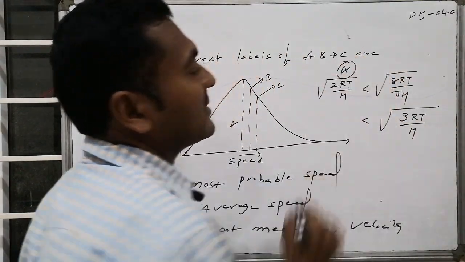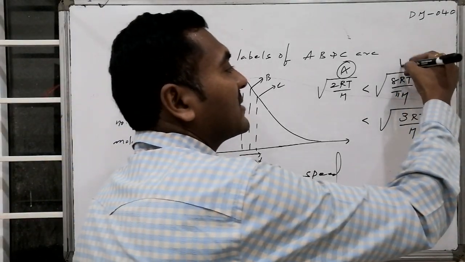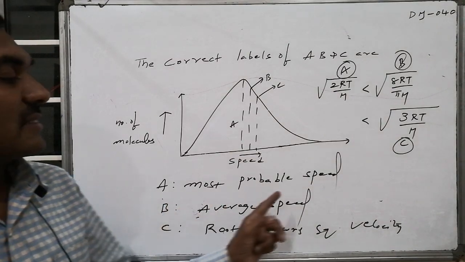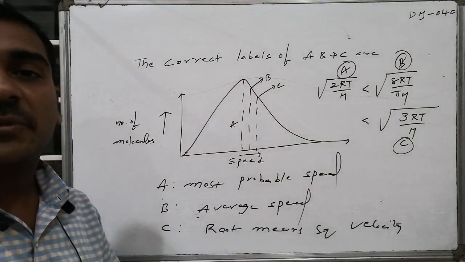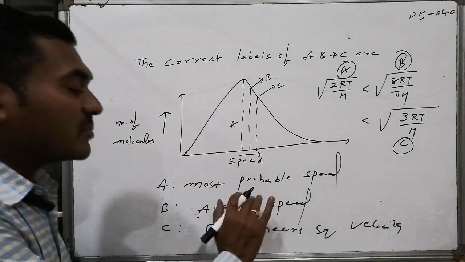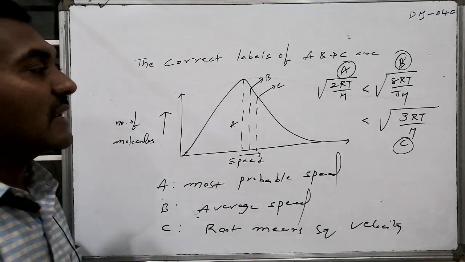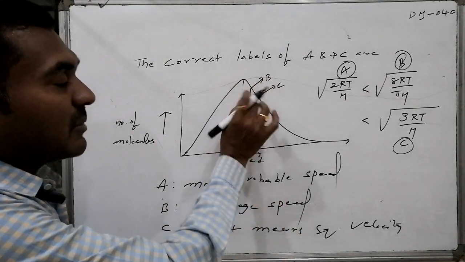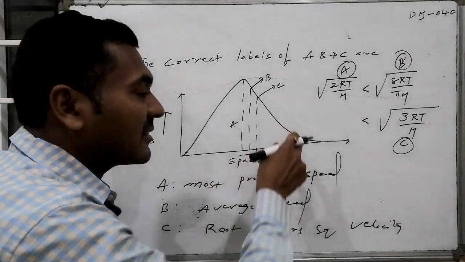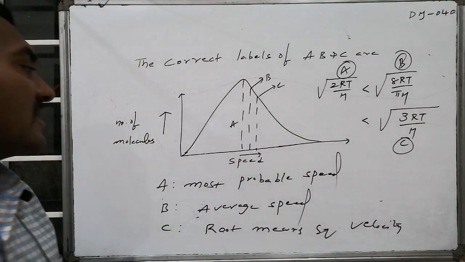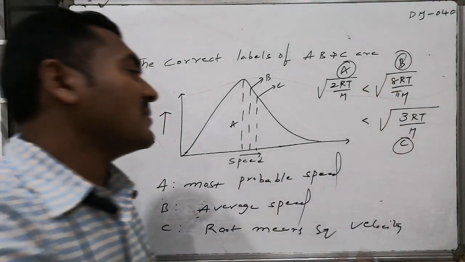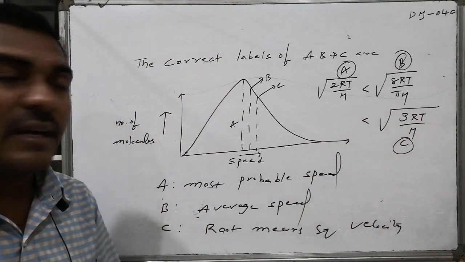This is labeled as A, this is labeled as B, and this is labeled as what? C. Thus the highest number of molecules associated with the least velocity is the most probable velocity. Compared to this, the next highest velocity, associated with a smaller percentage of molecules, is the average velocity. Compared to average velocity, a higher velocity with a lesser percentage of molecules is the root mean square velocity. By formula, this will be equal to square root of 3RT by M.